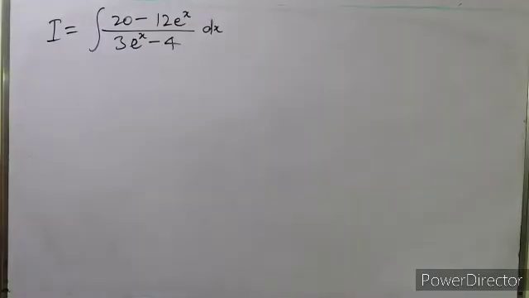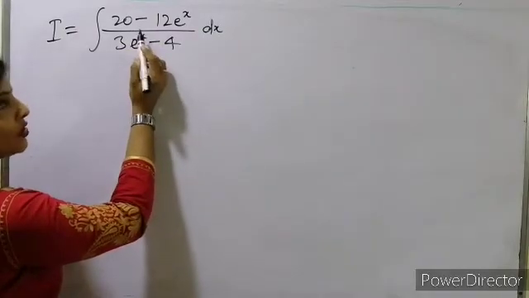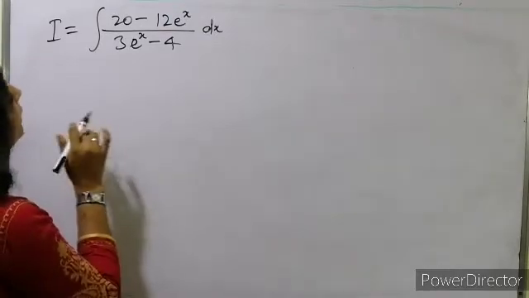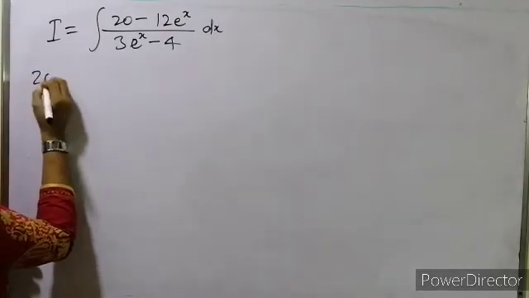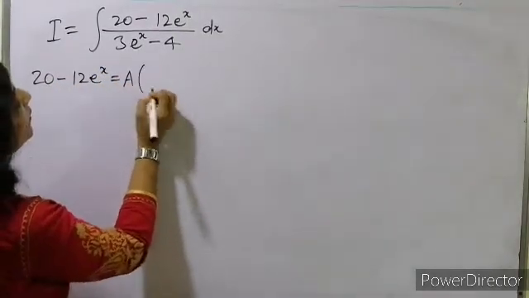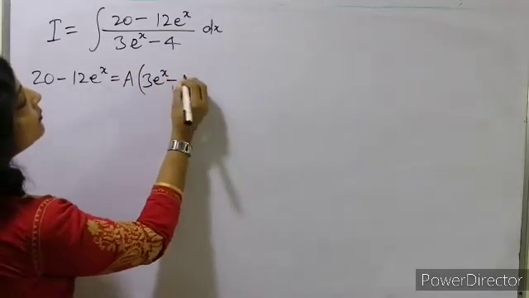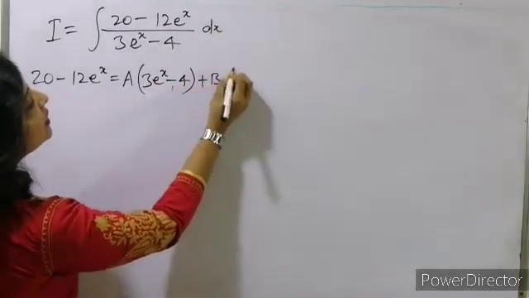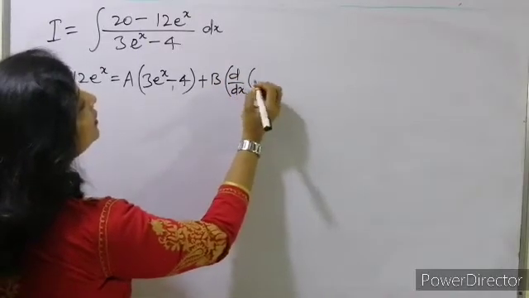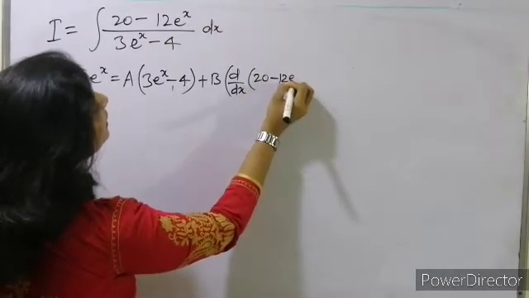Okay, so we have another question. This function is given, one exponential function in numerator and another in denominator. Okay, so how do we have to convert this? First of all, we'll take the numerator: 20 minus 12 e to the power x should be equal to, what will we take, a into the denominator 3 e to the power x minus 4, and plus b times the derivative of this function, d upon dx of 20 minus 12 e to the power x.